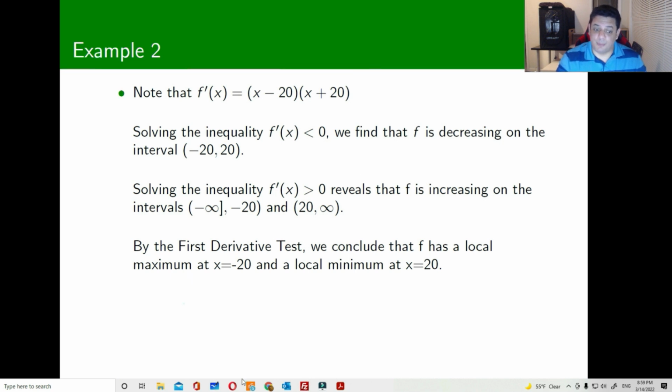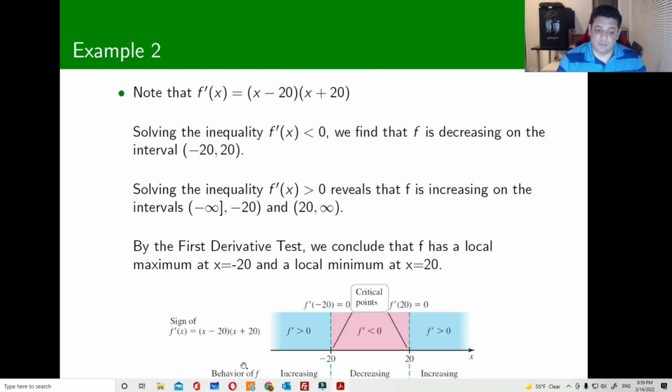Remember, we split the real line like this, and then we check with a point what the behavior is in there. So in this interval, we can take minus 30, and if we plug minus 30 in here, we can verify that the sign is positive. In the same way, if I take 0, we're going to get a negative value here. And if we take a number larger than 20, we're going to get a positive number here as well.